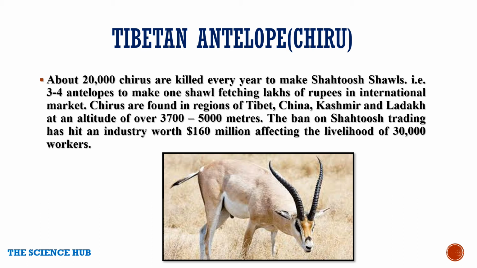The next is the Tibetan antelope, also known as chiru. About 20,000 chirus are killed every year to make shahtoosh shawls. That is 3 to 4 antelopes to make one shawl, fetching lakhs of rupees in the international market. Chirus are found in the regions of Tibet, China, Kashmir and Ladakh at an altitude of 3,700 to 5,000 meters. The ban on shahtoosh trading has hit an industry of $160 million, affecting the livelihood of 30,000 workers.